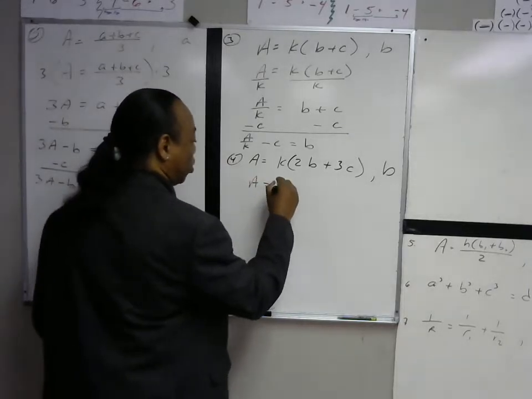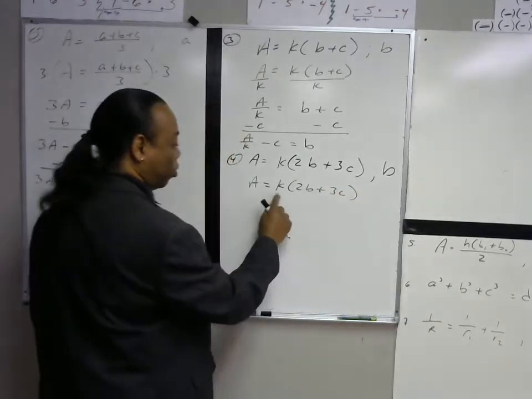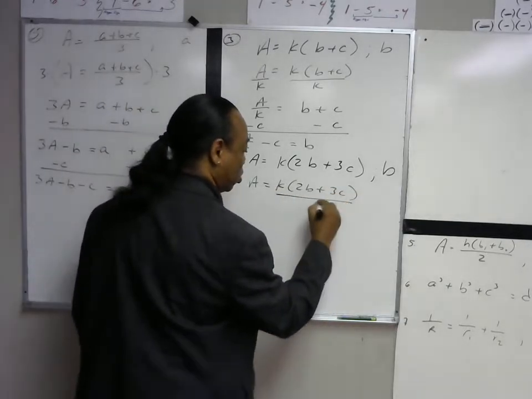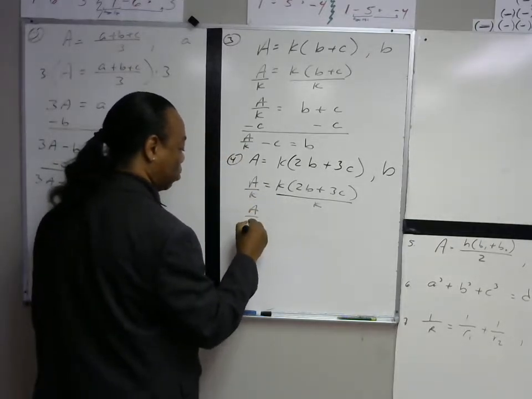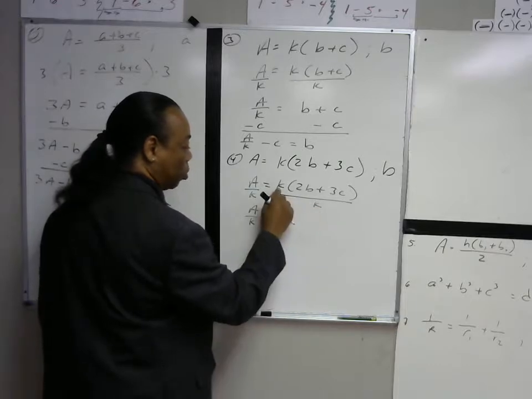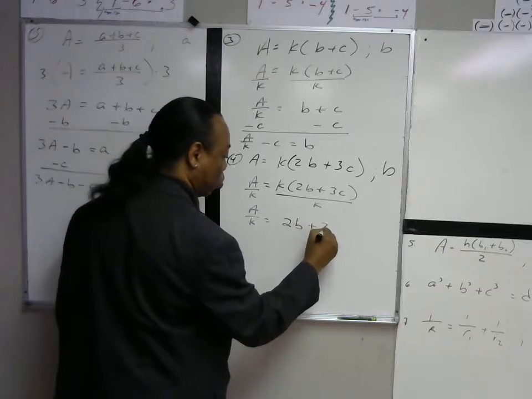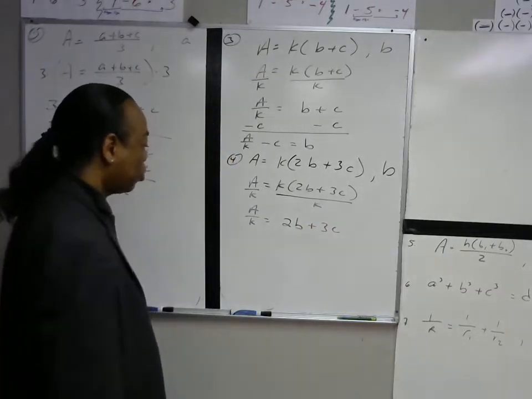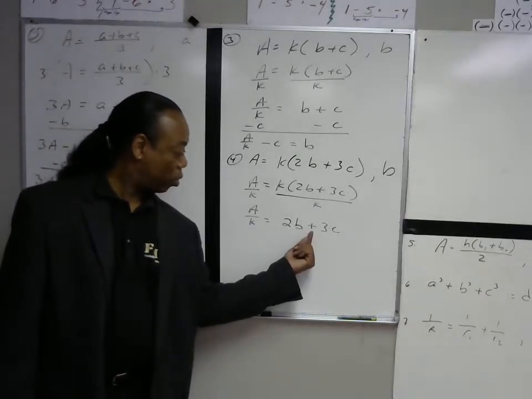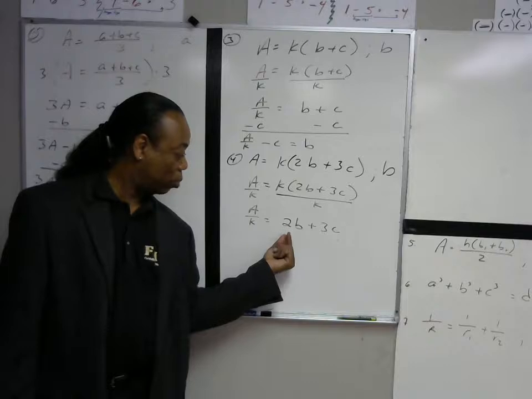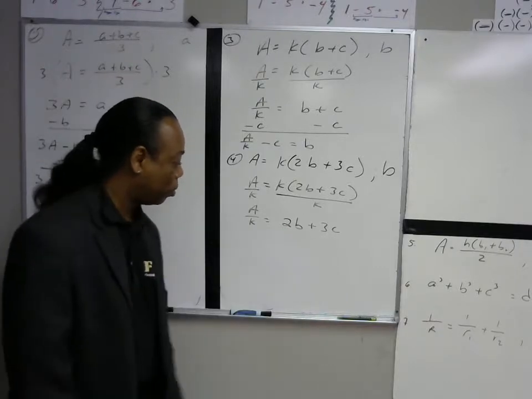So, preserving the integrity of the original problem, we're going to divide by k on both sides. So divide by k, divide by k. As a result, we'll get a over k. K's will cancel. Multiplying k and dividing k cancels, releasing the 2b plus 3c. Okay. Now, 2 more steps. We have to get rid of the adding 3c and the multiplying 2. First, we're going to get rid of the adding 3c by putting in subtracting 3c here.